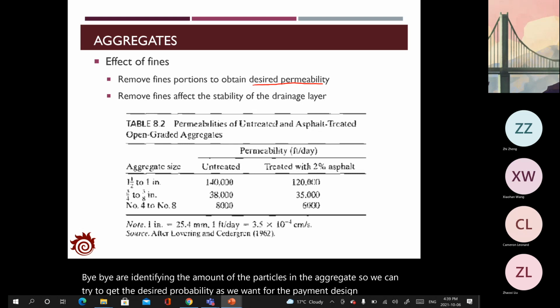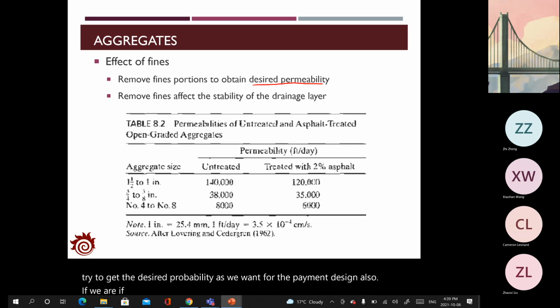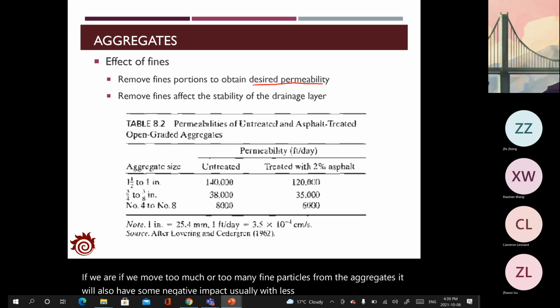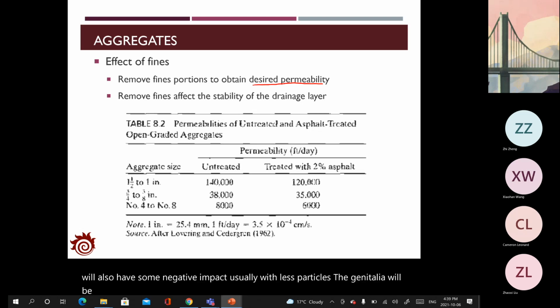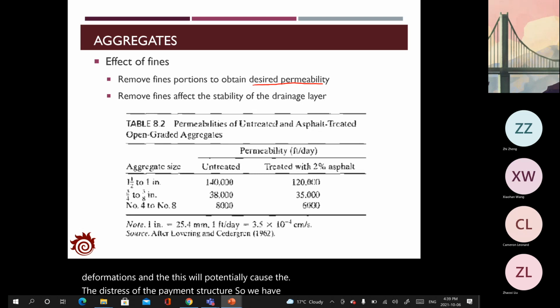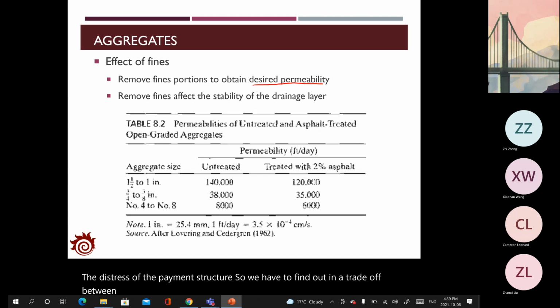Also, if we remove too many fine particles from the aggregates, it will also have some negative impact. Usually, with fewer particles, the drainage layer will be less stable, and it will be easy to have some deformations, and this will potentially cause distress of the pavement structure. So we have to find the trade-off between the permeability and stability of the drainage layer.